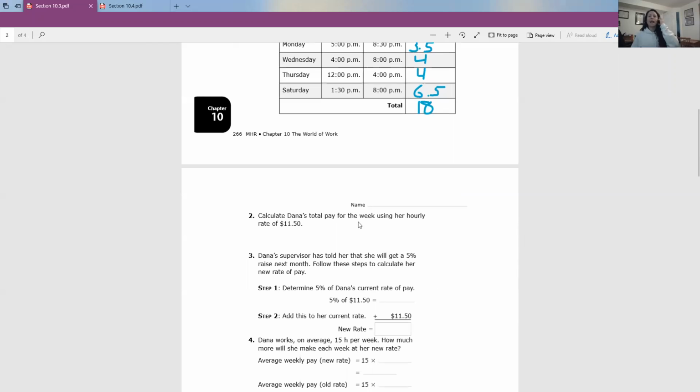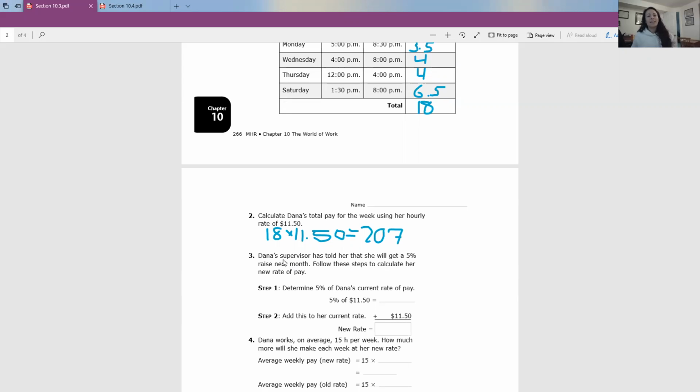So calculate Dana's total pay for the week using her hourly rate of 11.5. So remember, instead of doing each one individually, we can just take her total of 18 hours that week, and she gets paid $11.50 per hour. So we're going to take her wage and we're going to multiply by her hours to get her total amount, and she worked 207, or she makes $207 that week.